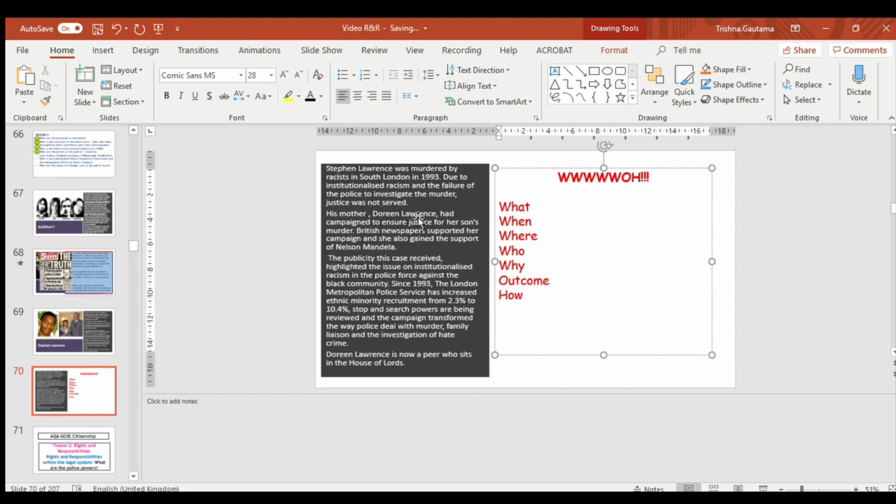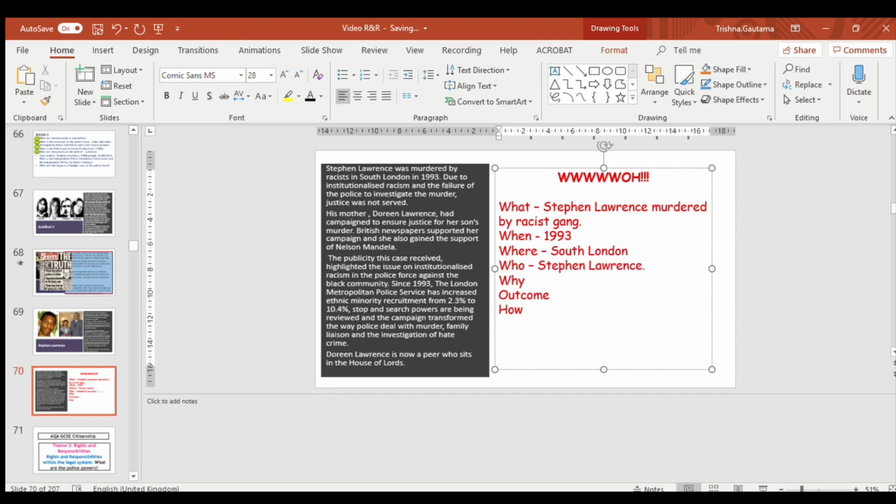When you have information about a case study, you can answer the questions as you go. So if we're answering what, that's asking what happened. Stephen Lawrence murdered by racist gang. All it takes is one sentence, a couple of bits of information. Next we move on and we look at when. So 1993. Where? It took place in South London. Who? So Stephen Lawrence. You may want to refer to Doreen Lawrence and her role, possibly even Nelson Mandela, who supported the campaign. Why? So you can refer to the fact that this was due to a racist attack, but you've already mentioned the fact that there was a racist gang who attacked him.